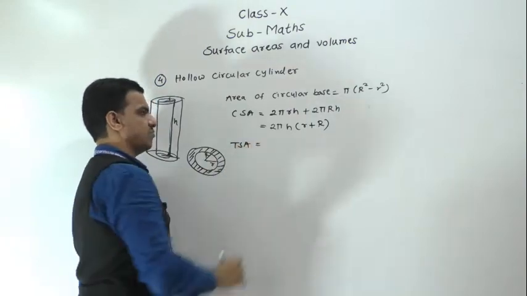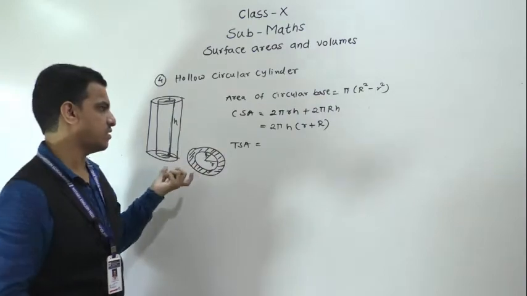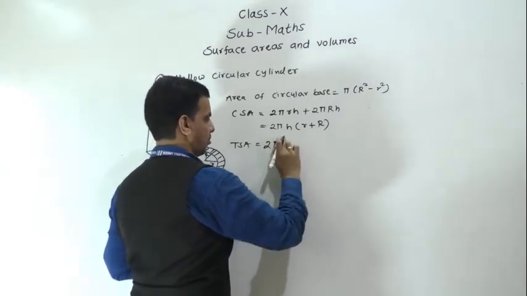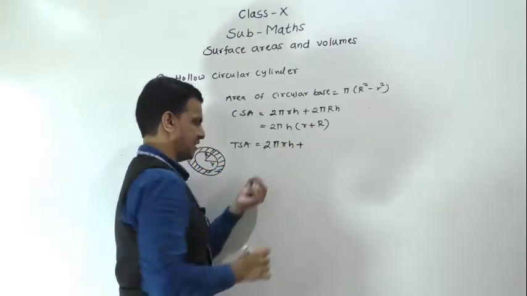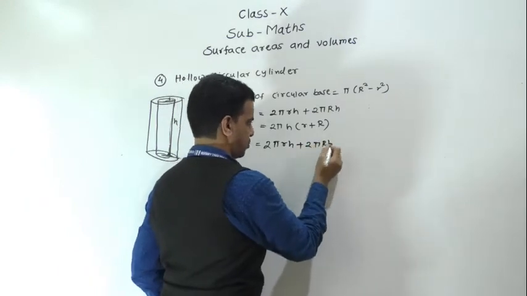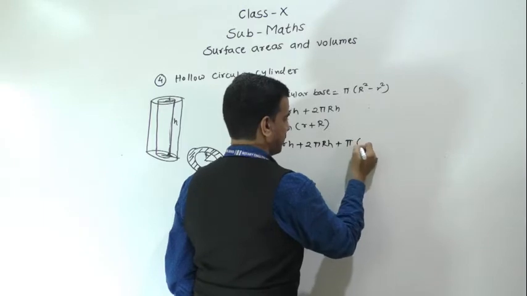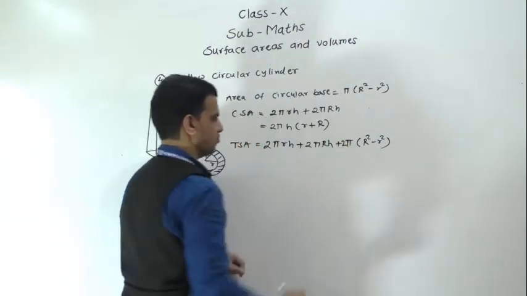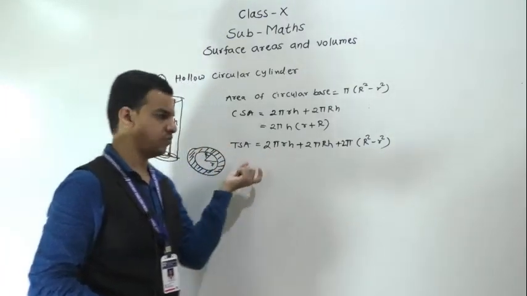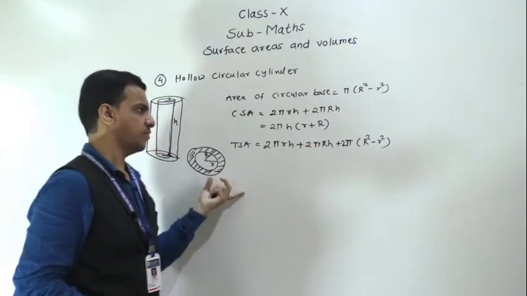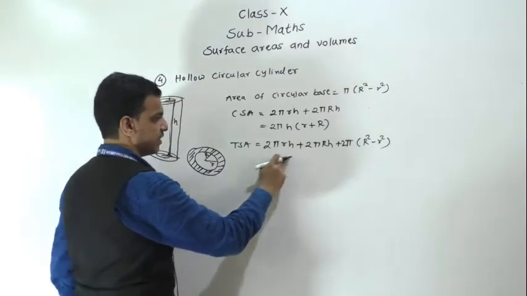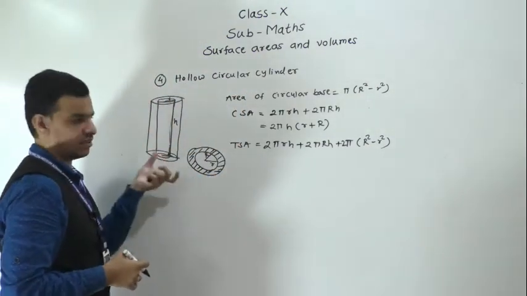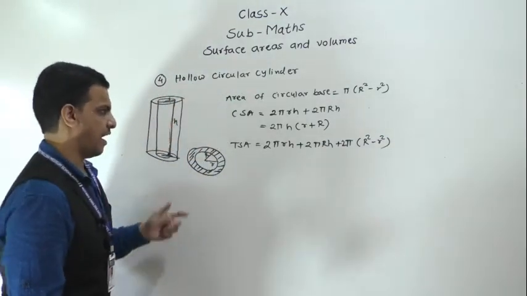TSA means CSA plus area of circular base. Two bases are there, so we have to add 2 times pi (R square minus r square). So 2 pi r h, this is inner CSA, plus 2 pi R h, this is outer CSA, plus pi into (R square minus r square), this is the area of circular base, but two bases are there, so multiply by 2. You can simplify this, take 2 pi common, and h also common from the first two terms. But if you keep in mind this formula, that is easy to remember: inner CSA, outer CSA plus area of circular base, and two bases are there, so multiply by 2. Okay, so this is TSA.